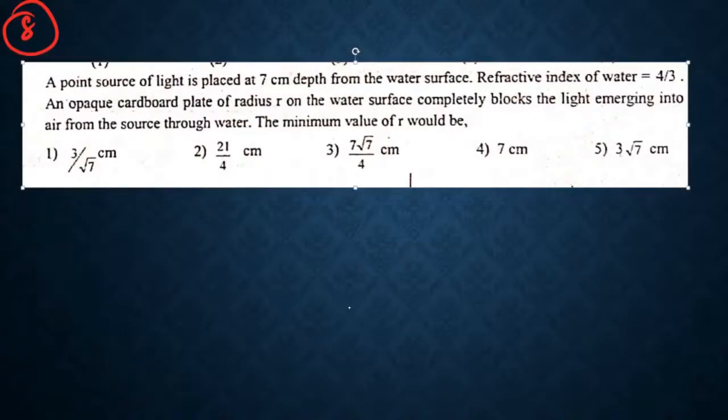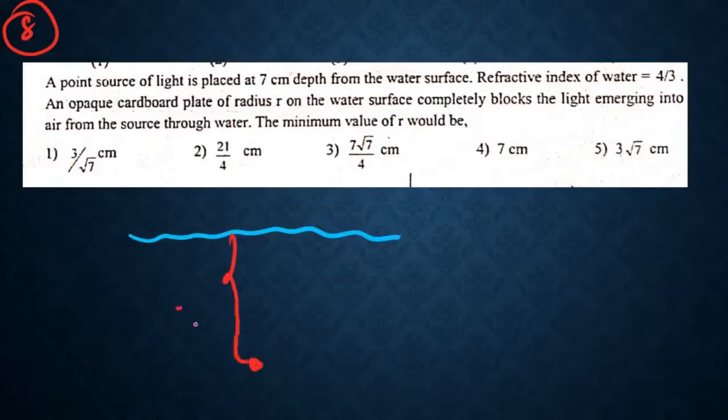Right, students, moving into our 8th question. It's actually a bit similar to the previous question we did, the cone question. A point source of light is placed 7 centimeter depth from a water surface, right? Refractive index of water is 4/3, just like the previous question. An opaque cardboard plate of radius r on the water surface completely blocks the light emerging into the air from the source through water. The minimum value of r would be, just similar to the other question.